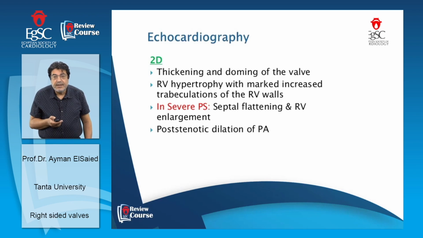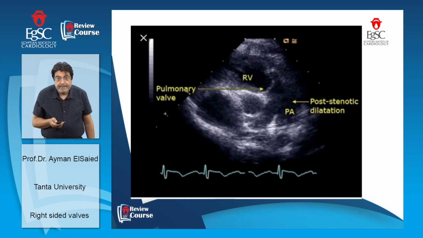Is it domed? Is it dysplastic? Is it hourglass? Also to evaluate the size of the annulus, as we can select a balloon 1 to 1.2 or 1.5 times the annulus diameter. In severe cases, you can see septal fluttering and RV enlargement, also the post-stenotic dilatation. This is an example of evaluation of the pulmonary valve and the post-stenotic dilatation on the left side of the slide. Also, the left pulmonary branch and the right pulmonary branch are both dilated.